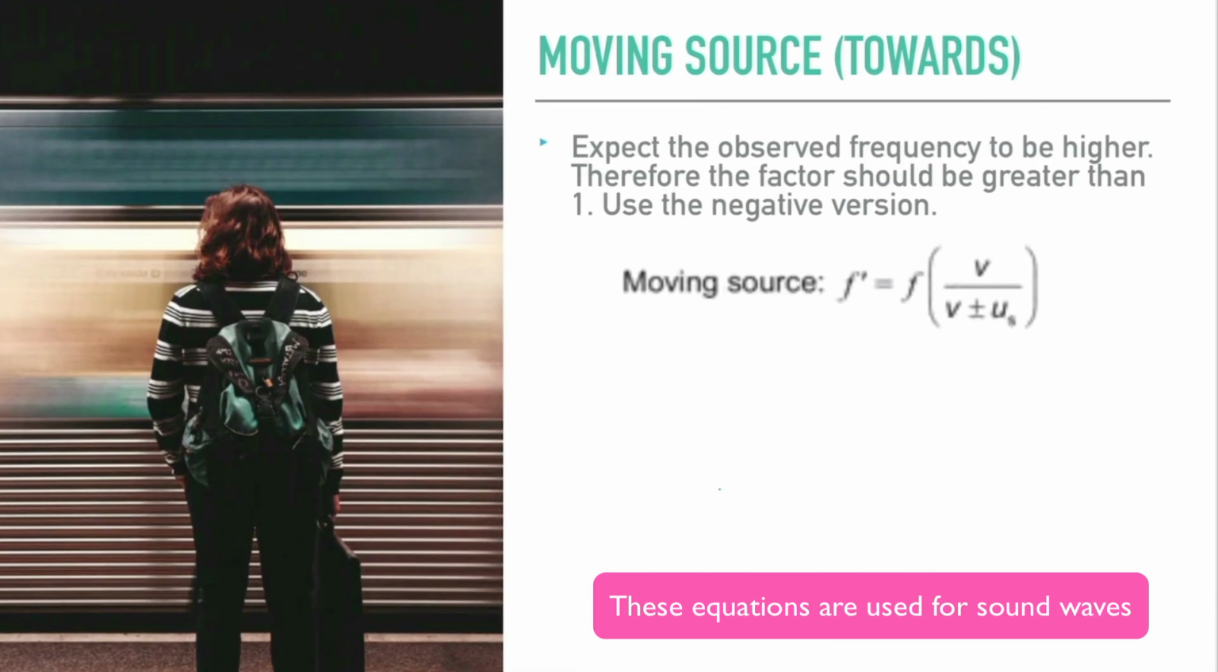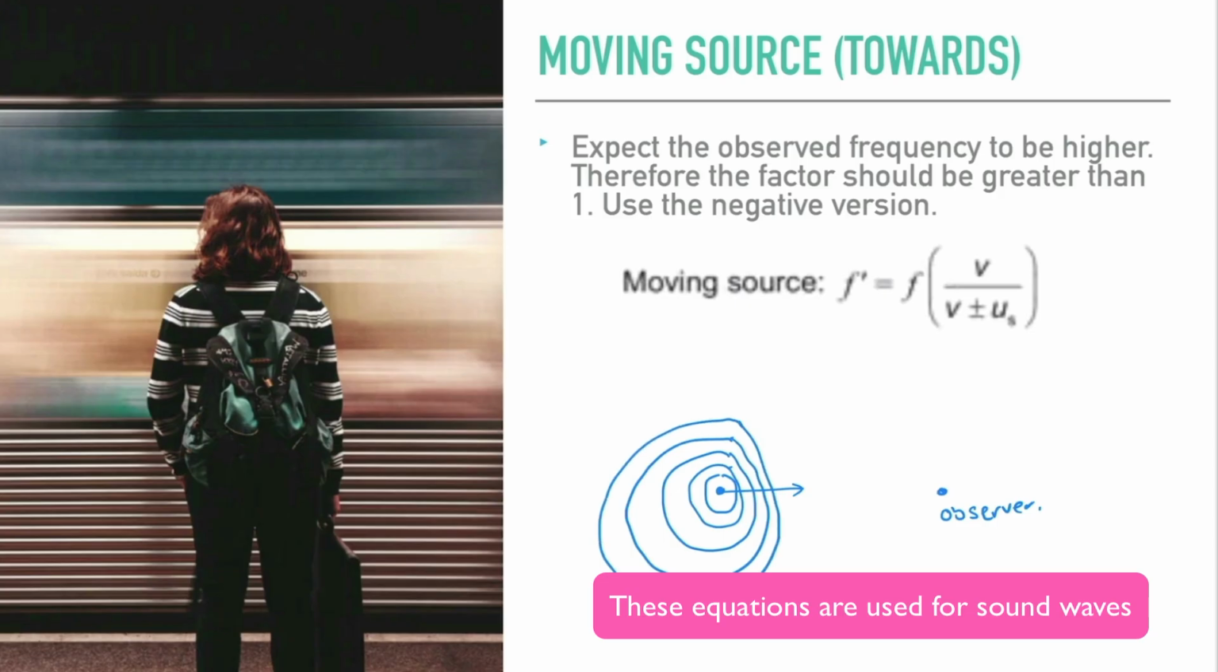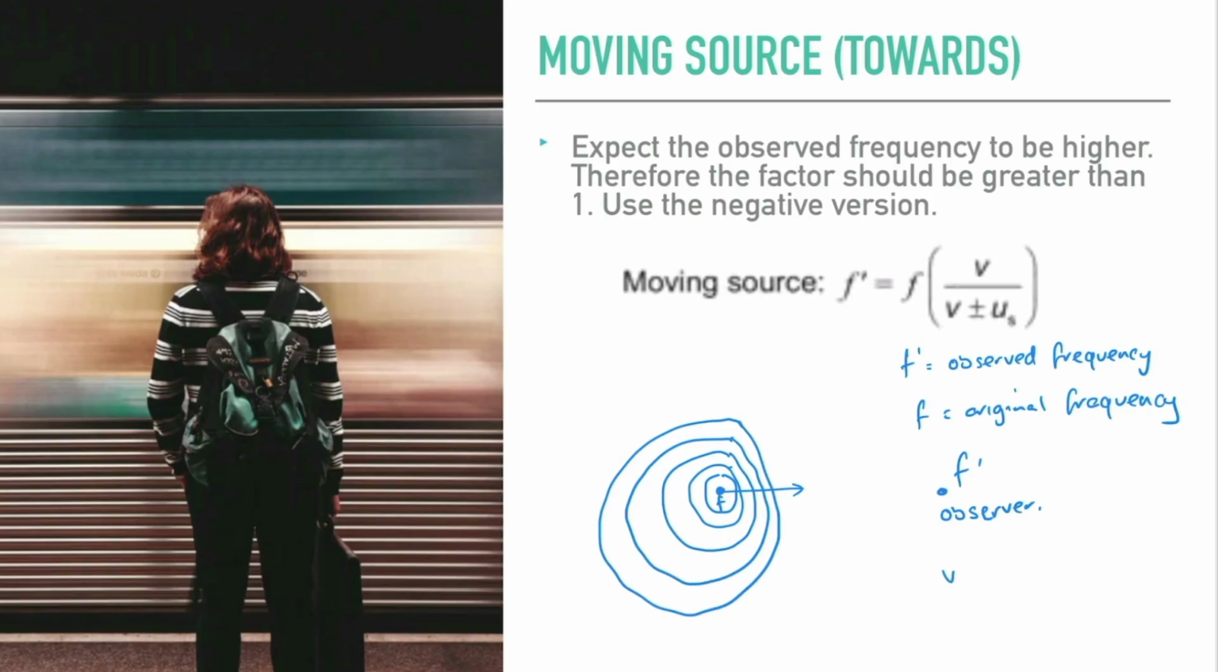So let's imagine we've got a source that emits sound waves, and we've got the observer here. In this situation, the source is moving towards the observer. We're going to find it's all bunching up towards the observer. In this formula, f dash is the observed frequency, or the apparent frequency. f is the original frequency. v is the speed of the wave, and us is the speed of the source.